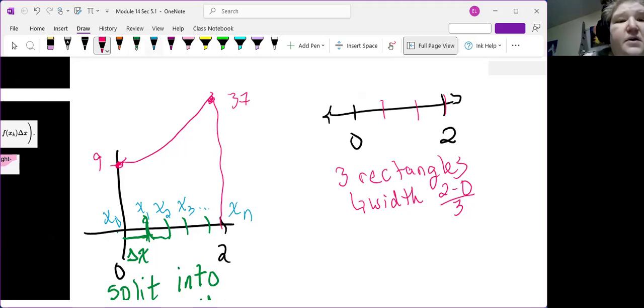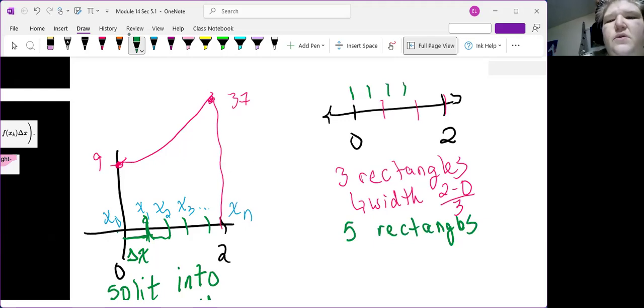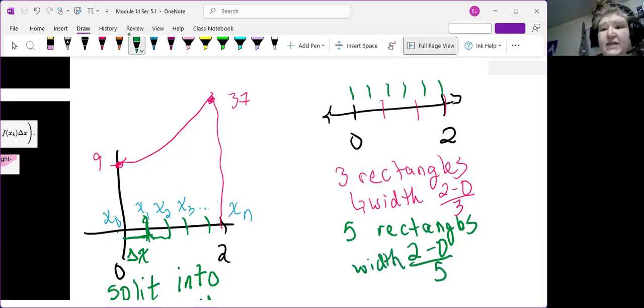If I had 5 rectangles, I'd have 0, 1, 2, 3, 4, 5. And now my widths would be smaller because I have more rectangles, but I still do my same endpoint minus start point, and I just divide by however many rectangles. So this is why the book had the delta x formula that we can use. It was delta x, which you just want to think of as the width. Delta means change in x, so it's how far over do we go until we hit a tick mark.